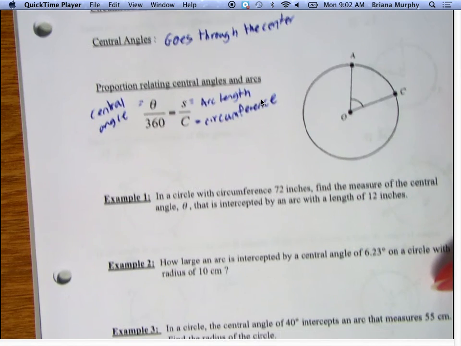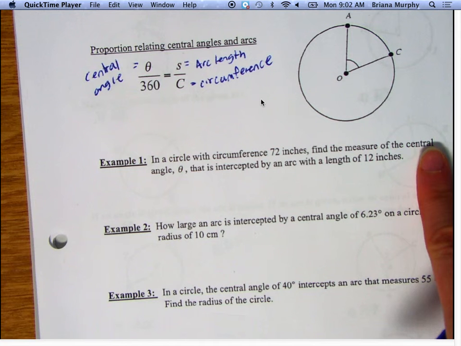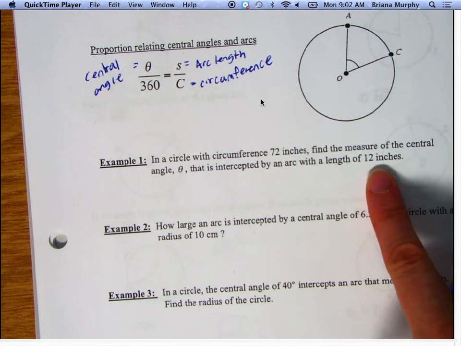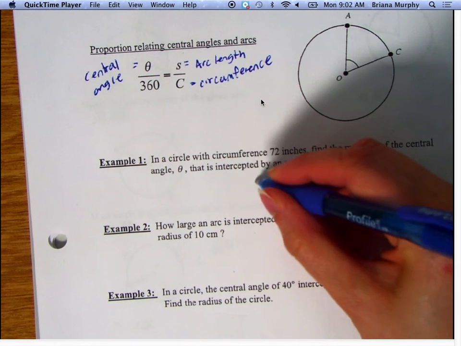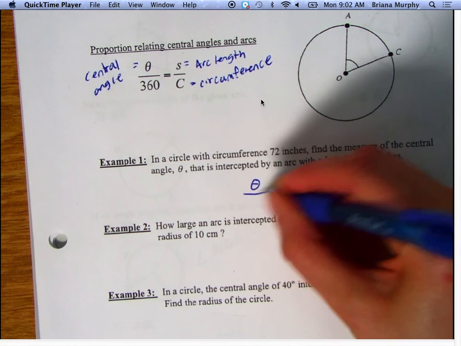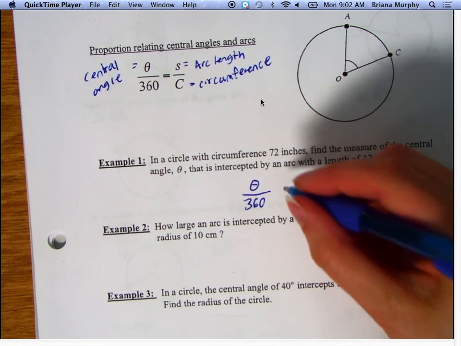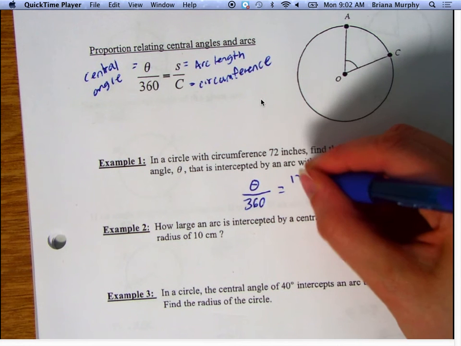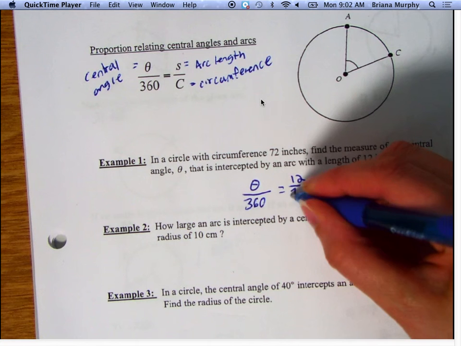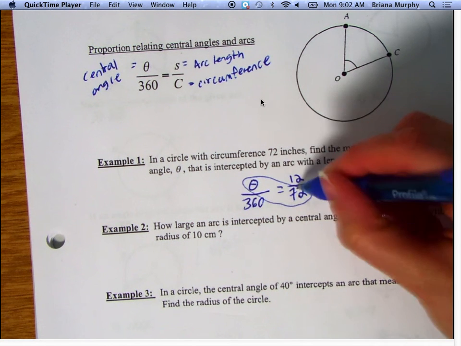Okay? So example 1. In a circle with a circumference of 72, find the measure of the central angle that is intercepted by an arc with a length of 12 inches. So we know 3 out of our 4 things. We do not know our central angle. We do know 360. That's just the angle of a circle, right? Equals the length of our arc, which is 12, over our circumference, which is 72. And then it's simple cross multiplying, right?